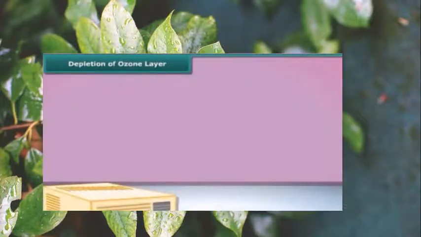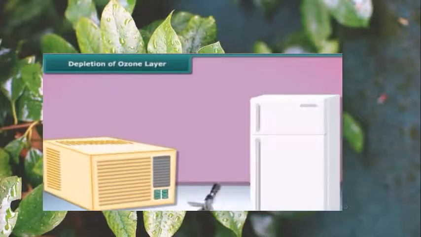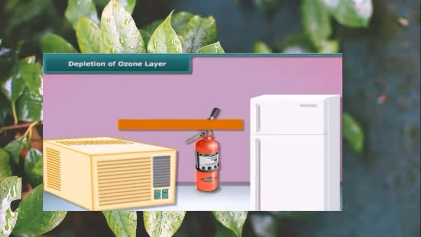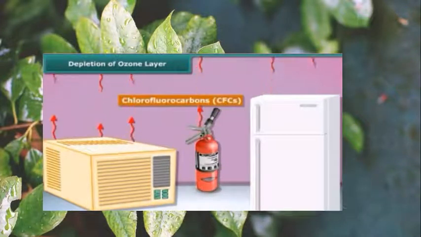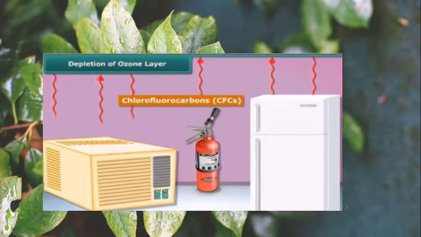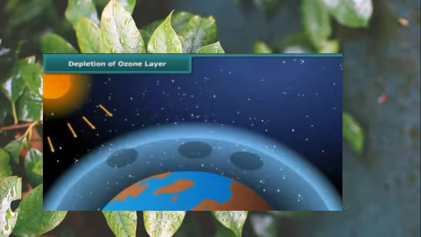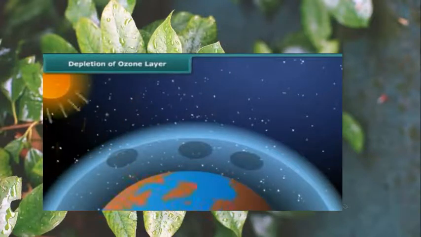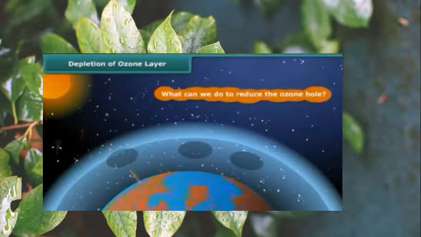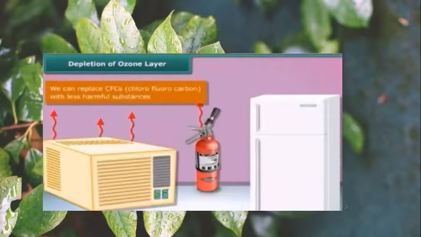But due to the use of such products, CFCs, that is chlorofluorocarbons, are emitted and the ozone layer is being depleted. Holes are being formed in the ozone layer. How can we reduce this ozone hole? We can replace the CFCs with less harmful substances.